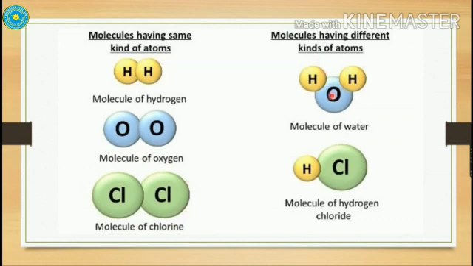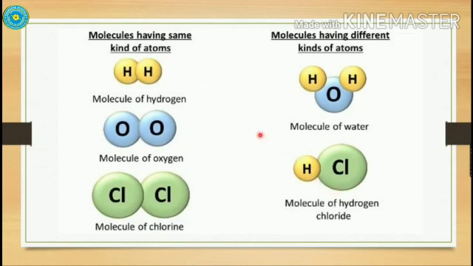Whereas these kinds of molecules are formed by the combination of different kinds of atoms of different elements. Here you can see that the molecule of water is formed by the combination of different elements, hydrogen and oxygen. They combine as 2 atoms of hydrogen and 1 atom of oxygen. So altogether this is a molecule of water, whereas a molecule of hydrogen chloride is formed by the combination of hydrogen and chlorine.